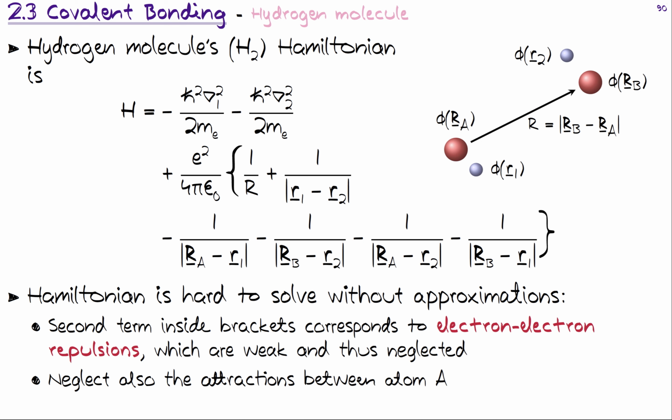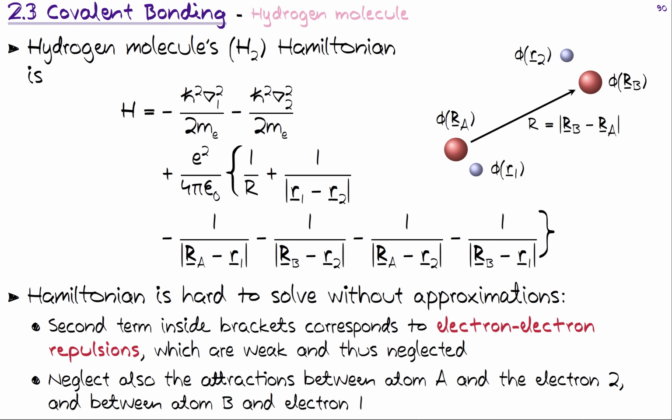We can also neglect the attractions between atom A and the electron 2, and similarly between atom B and the electron 1. Physically, this means that electron 1 mostly still resides with atom A, where the electron originally came from, and vice versa. Electron 2, which originally resided with atom B, still resides relatively close, and that provides the reasoning why these two attractions can be neglected.